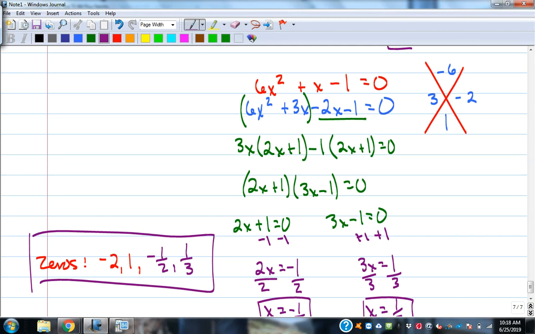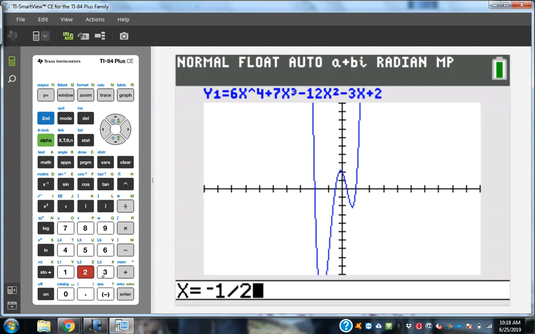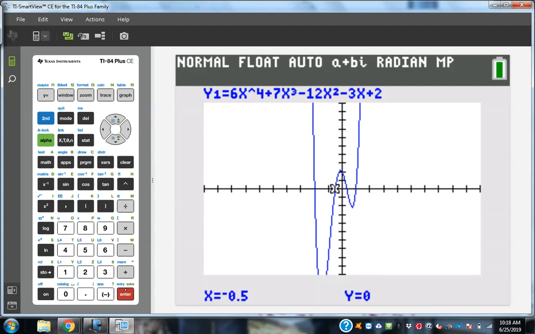Okay. If I go back to my graph, if I hit trace -1/2, that's that spot right there. If I trace 1/3, that's that spot over there. Okay. So the graph directly relates to that stuff. So you can check and sometimes take a little shortcut out of that.